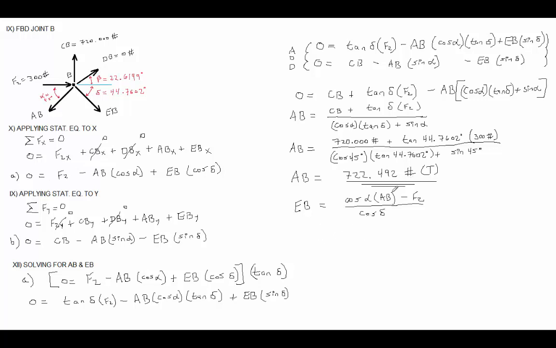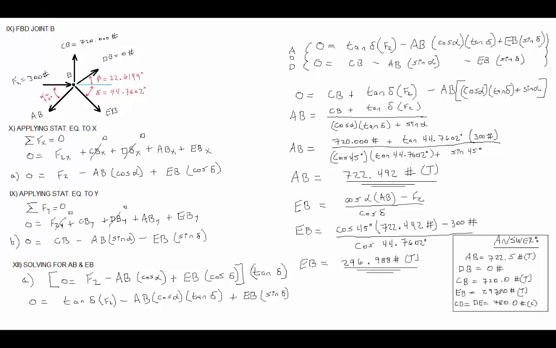Now it's true I'm still using unknowns in this problem. I'm still using AB to solve for EB, but the fact that I'm using F2 in there, as I said earlier, gives me a little more confidence in the final result. Plug in the numbers in, we will find that EB equals 296.988 pounds in tension.